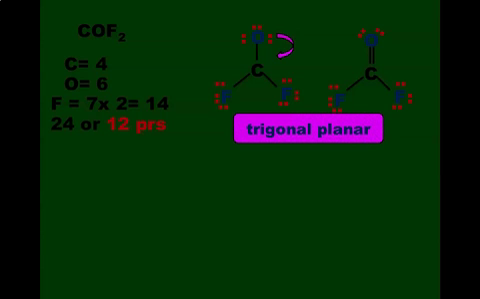If we look at that, we have 3 around 1 atom, and that central atom does not have any lone pairs, so that makes a trigonal planar shape.